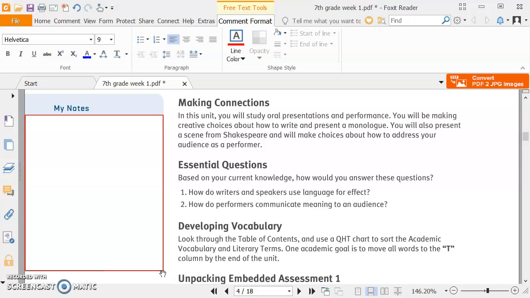So your answer to this should be about those methods. What do writers and speakers do with language to make you feel a type of way or understand something the way they want you to understand it, so on and so forth? And that will help guide you with this question. So number 2 says, how do performers communicate meaning to an audience?